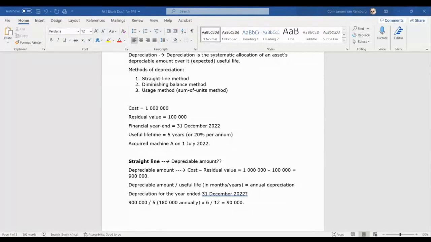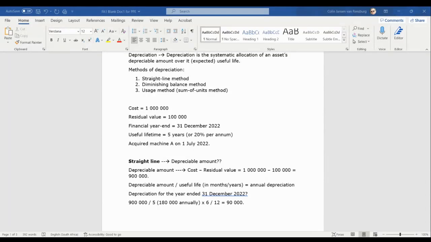Alternatively, ladies and gents, you could have used months. You could also have said, how many months are there in 5 years? And we know that we don't need a calculator for that. We know that there are 60 months. 5 times 12 is 60. There are 60 months in a 5-year period. So we could also have said 900,000 divided by 60 months. If you can just confirm on your side, that gives me 15,000. Is that correct? So our monthly depreciation will be 15,000 rand.